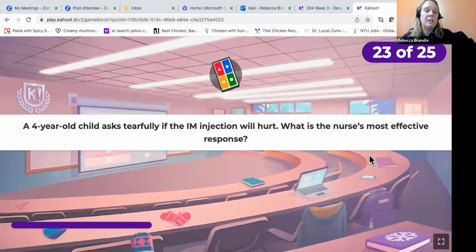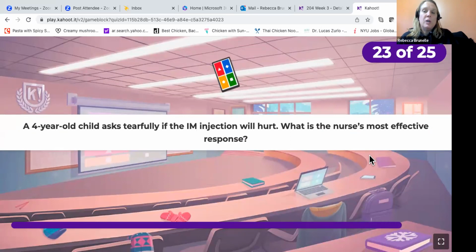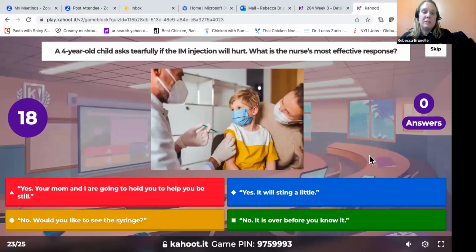So a 4-year-old child is asked cheerfully if an IM injection will hurt. What is the nurse's most effective response? Yes, your mom and I are going to hold you to help you be still. No, would you like to see the syringe? Yes, it will sting a little, or no, it'll be over before you know it.